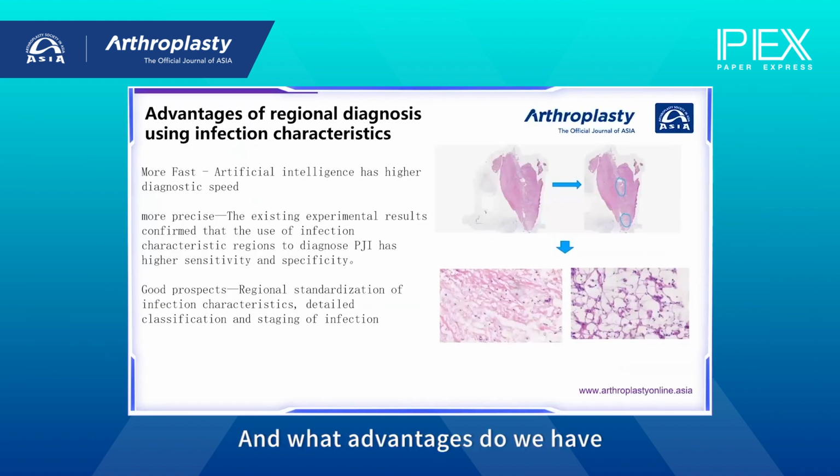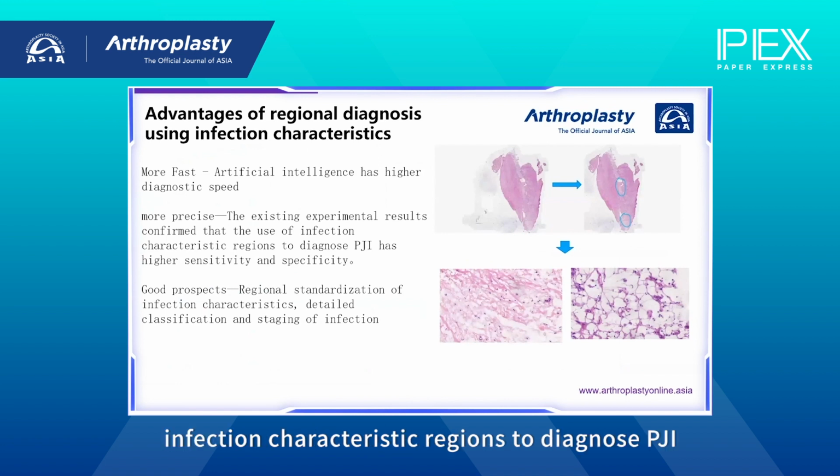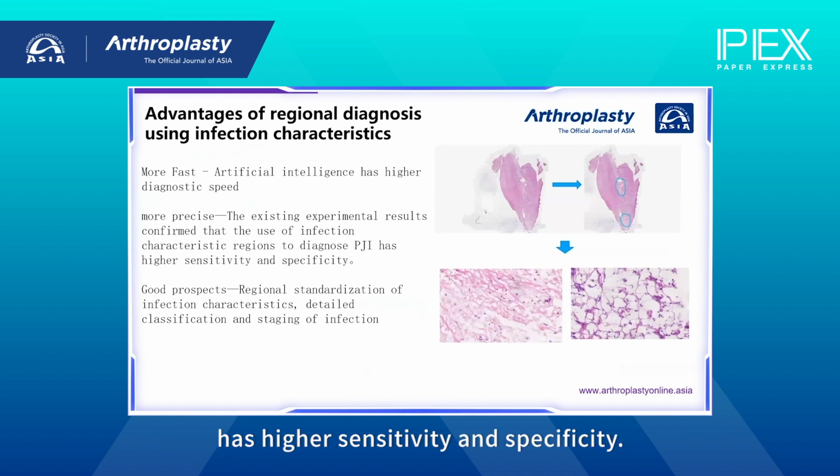And what advantages do we have by using the infection signature regions? First of all, it is faster. AI has a higher diagnostic speed and is more precise. The existing experimental results confirm that using the infection characteristic region to diagnose PJI has a higher sensitivity and specificity.